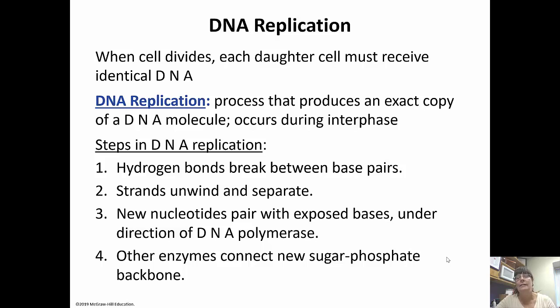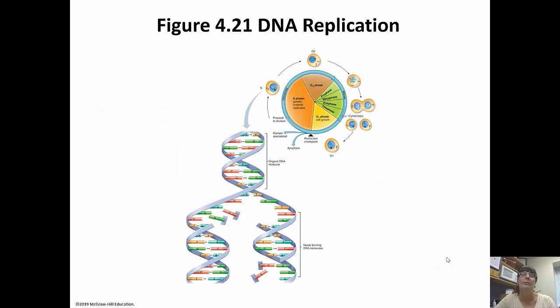So the first thing that has to happen is the hydrogen bonds are broken. The strands unwind and separate. DNA polymerase comes in and brings the complementary base pairs, and then it winds back up. So here's a picture showing you, and this happens during the S phase of interphase in mitosis and meiosis.